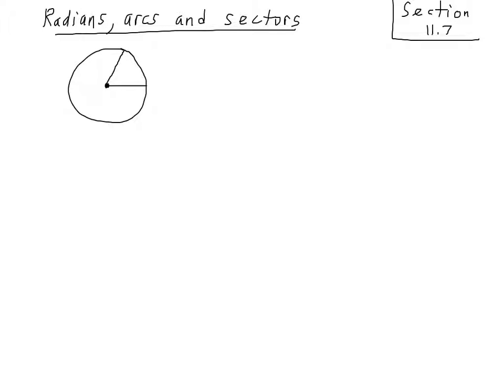All right, we're going to look at radians, arcs, and sectors in this section, which, by the way, is 11.7 in your book. So just some definitions first. This portion right here, this curved arc, we call this the arc length. We can actually measure it, and its length is called the arc length, and we typically use a lowercase l to represent that.